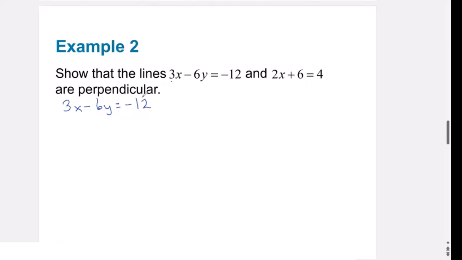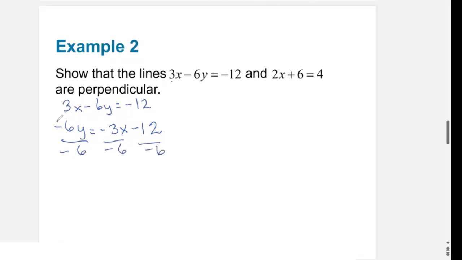But the first thing I want to do is get y alone. I'm solving for y. That's all you have to really think about. I'm going to solve for y. So I'm going to subtract 3x from both sides, and I get minus 6y equals minus 3x minus 12. And then I'm going to divide both sides by negative 6.